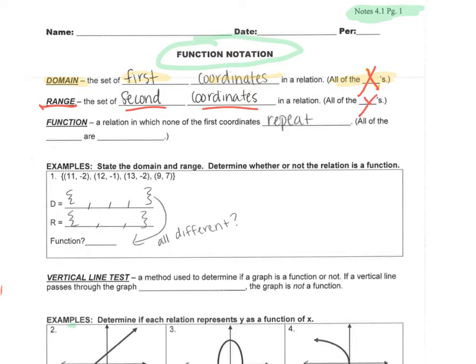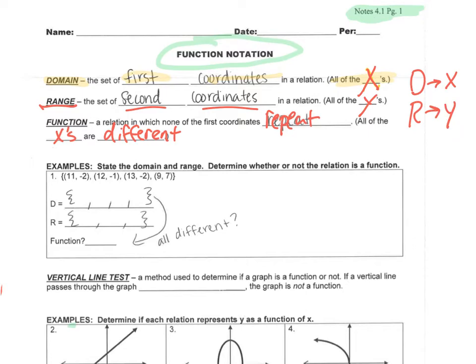A function is a relation in which none of the first coordinates repeat. In other words, all of the x's are different. Okay, so I want you to make sure that we're dealing with this correctly. So domain is my x values, range is my y values. So I want you to repeat that just to make sure you got it.